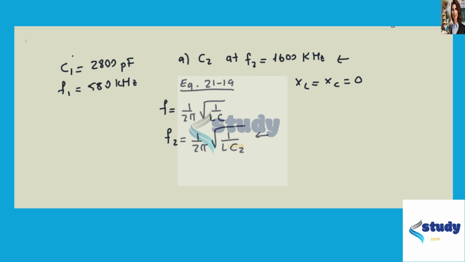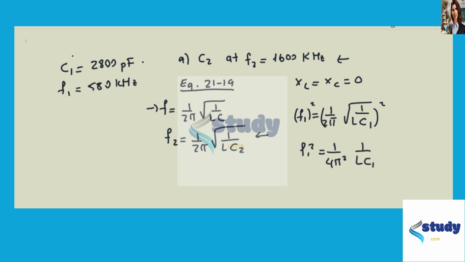Instead, let's write the same resonant frequency equation for the first case where we have F1 equals 1 over 2 pi square root of 1 over L C1. So let's take the square of both sides. F1 squared is going to be equal to 1 over 4 pi squared, 1 over L C1, right? Now, if I multiply both sides by C1, then I know what this constant on the right-hand side is. So here, C1 F1 squared is going to be equal to 1 over 4 pi squared times L.